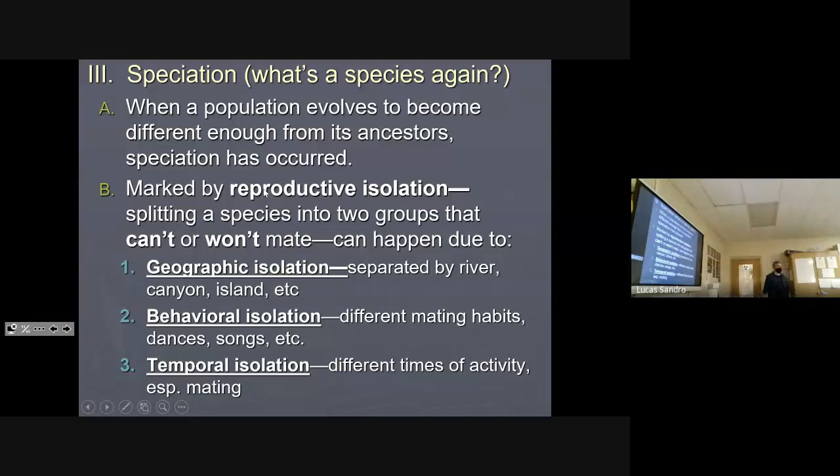It doesn't have to be time of day that they're around. It can be time of year that their mating season is. Maybe their mating season is shifting in the other population, so later in the spring, while the first population's mating season stays the same. Well, as soon as they don't overlap anymore, even if they come back together, they are reproductively isolated. We call that temporal isolation. Temporal means having to do with time.